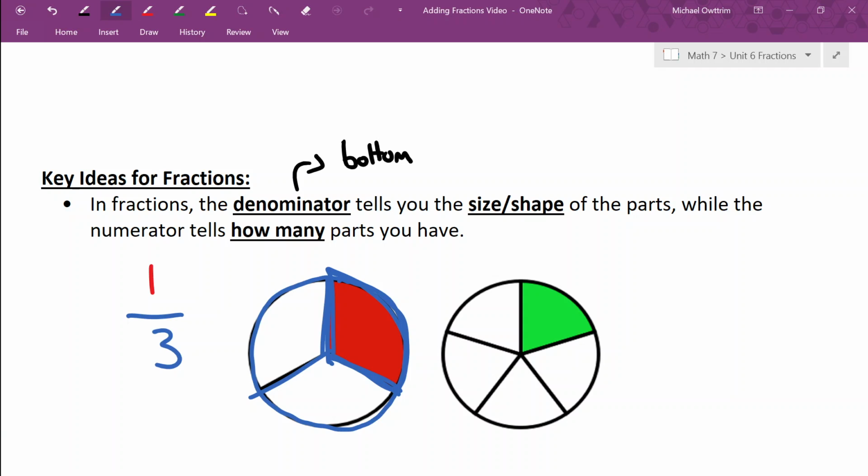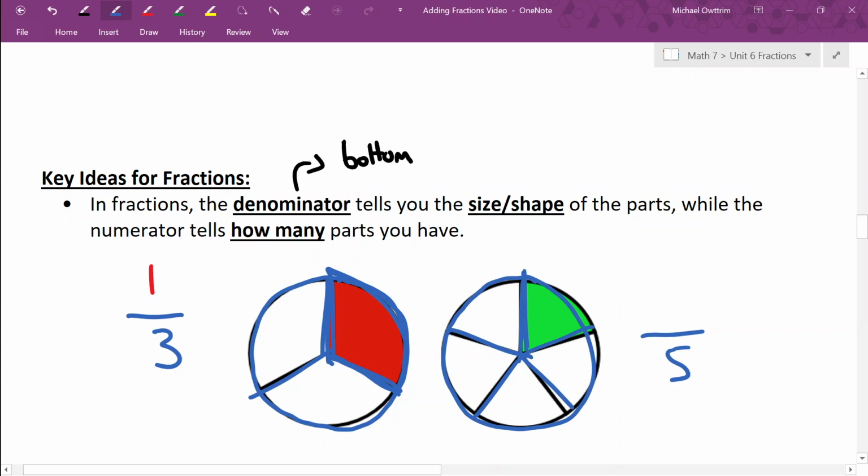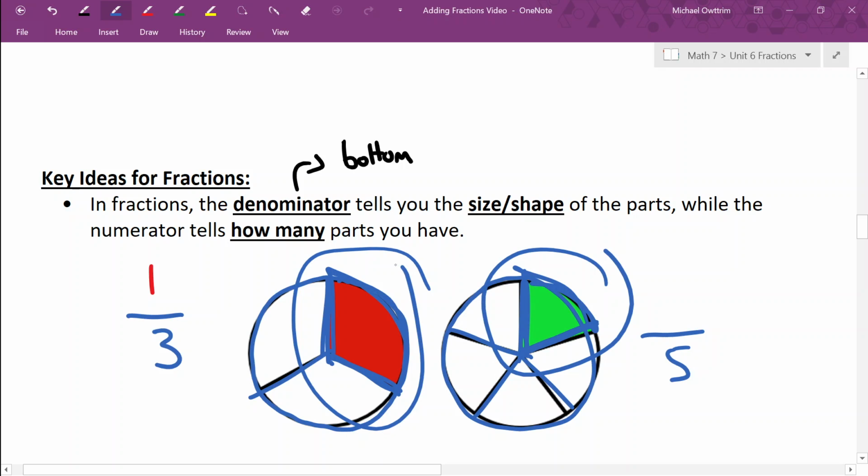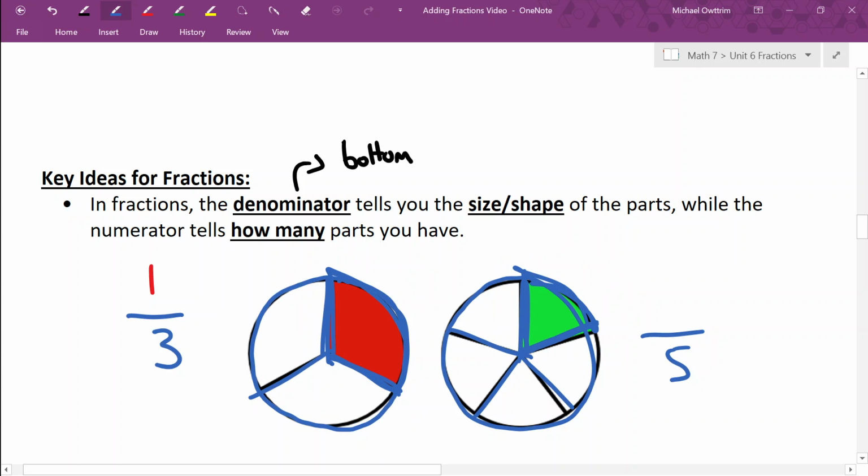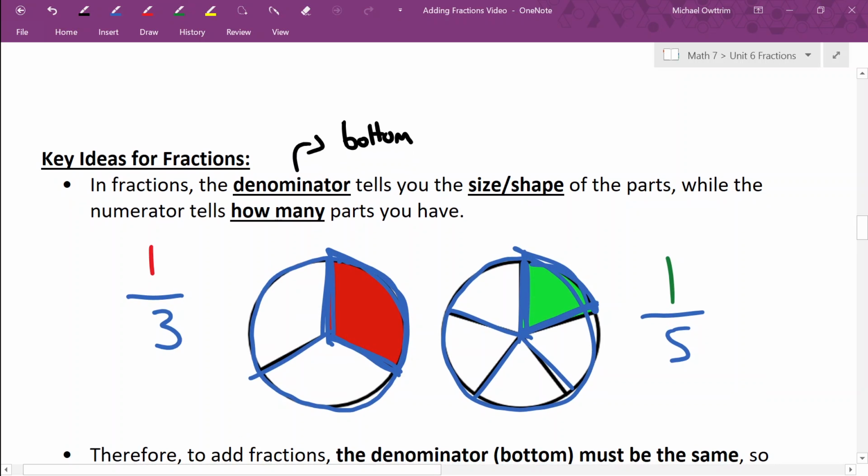Similarly, if the bottom of my fraction is a 5, it means take my one whole circle and split it up into 5 equal parts. And obviously those parts have a different shape than our thirds, because they're smaller, right? Obviously this shape here is different than this shape here. And again, in this situation, we'd have one part shaded in, so the top of our fraction would be 1. So the bottom tells us the shape of the parts, because it tells us how many parts are in one whole. The top tells us how many parts we actually have.